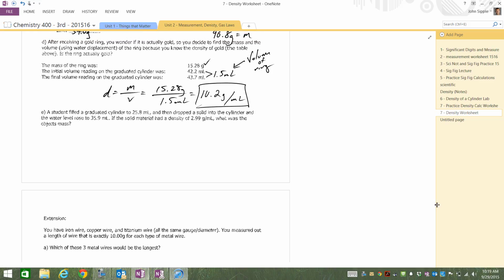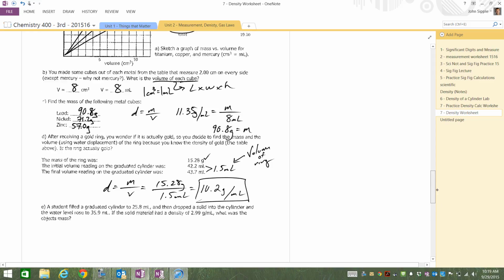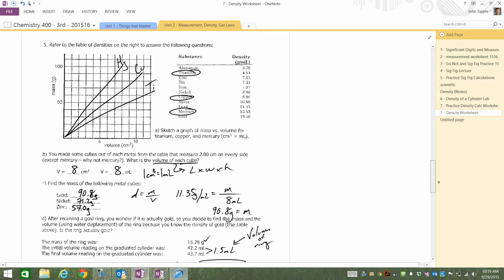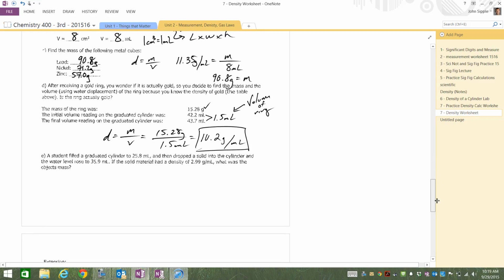So is the ring actually gold? I don't know. Is it gold? What's our density of gold up here? 19.8? That's a big no. Our density should be 19.8 if it was actually made of gold. Okay?